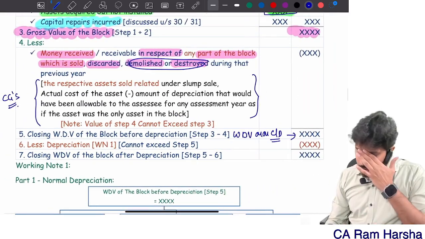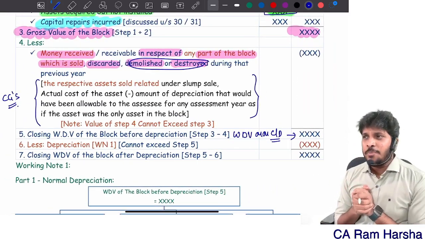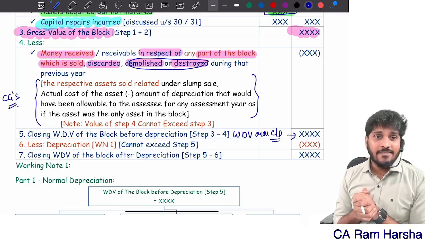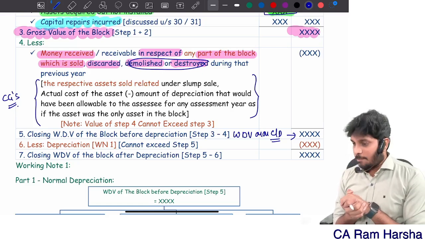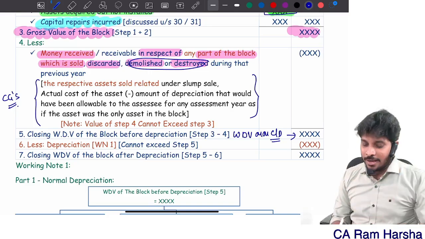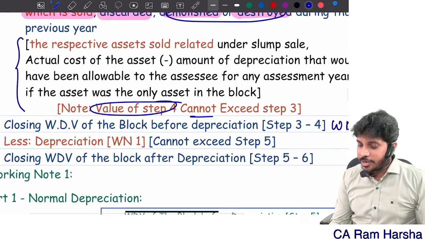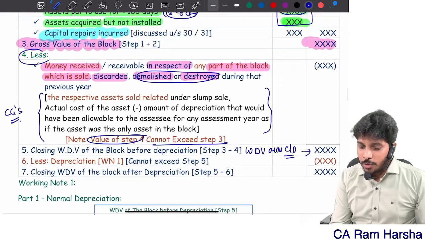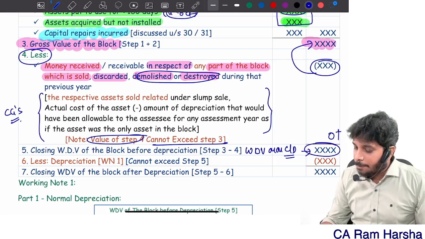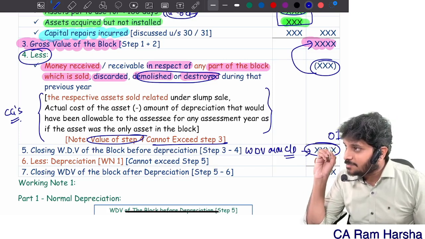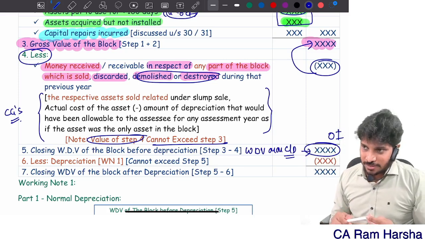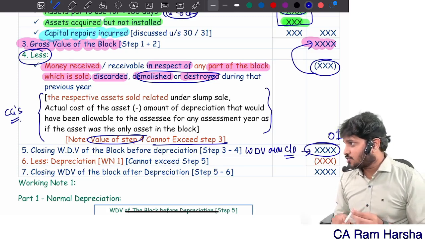Now by the way, tell me, can the block value be negative? It can never be. Block value can be either positive or, at minimum, zero. Exactly. The value of step 4 cannot exceed step 3. Step 4 means the less. This amount cannot exceed this, which means this value can be either 0 or positive. Now here, there is a link with the capital gains provision.